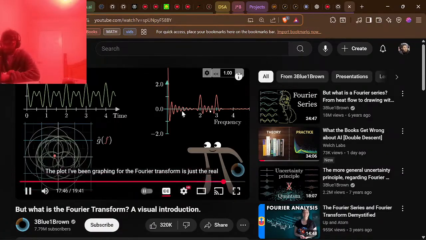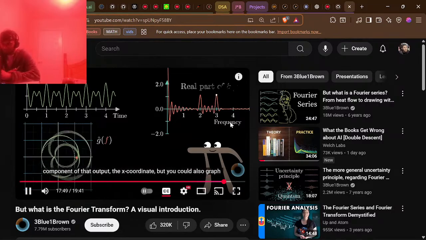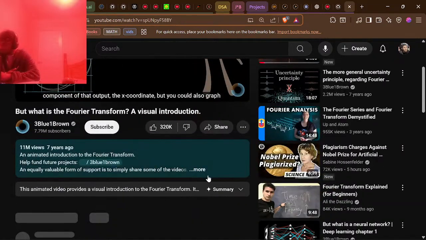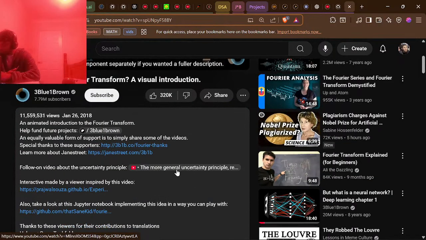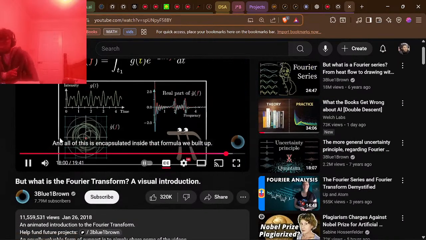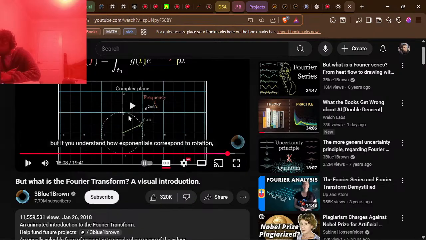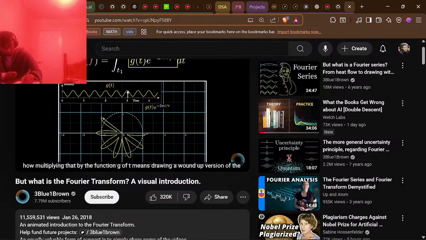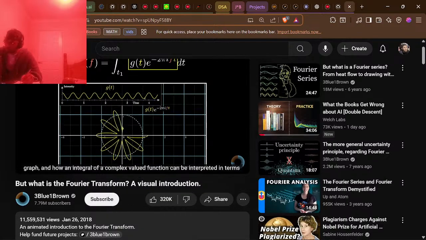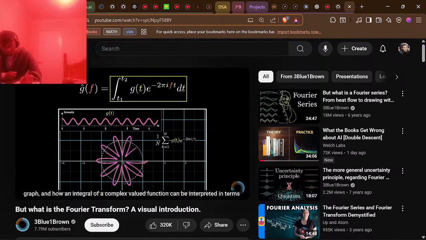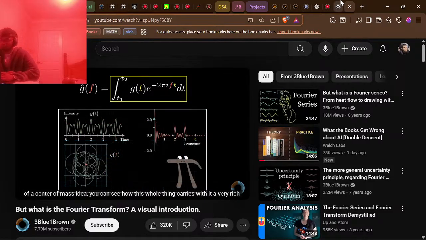The plot that I've been graphing for the Fourier transform is just the real component of that output, the x-coordinate. But you could also graph the imaginary component separately if you wanted a fuller description. And all of this is encapsulated inside that formula that we built up. And out of context, you can imagine how seeing this formula would seem sort of daunting. But if you understand how exponentials correspond to rotation, how multiplying that by the function g of t means drawing a wound-up version of the graph, and how an integral of a complex value function can be interpreted in terms of a center of mass idea, you can see how this whole thing carries with it a very rich intuitive meaning.